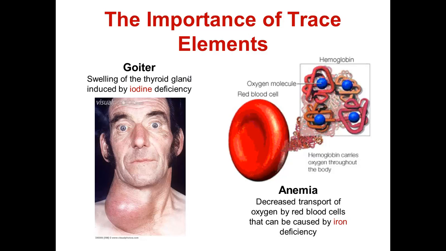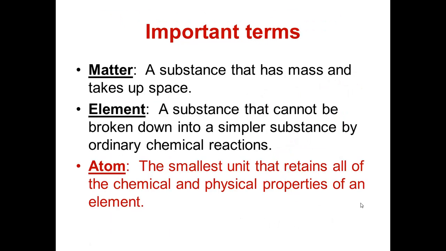So in humans, for example, deficiency in iodine can cause a swelling of the thyroid gland known as goiter. You can see here a man that has a goiter. And in order to combat this, now iodine is added to most of our salt, and the prevalence of goiter has decreased significantly. Similarly, iron deficiency results in a disorder called anemia, in which we have decreased transport of oxygen by the red blood cells. And that's because iron is very important in binding of oxygen to the molecule hemoglobin, which is how oxygen is carried by our red blood cells.